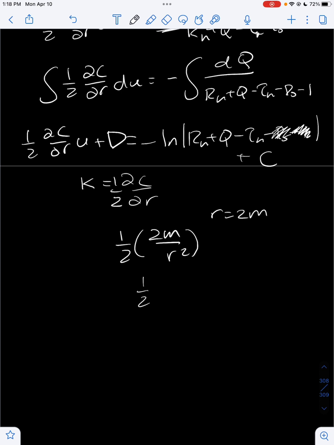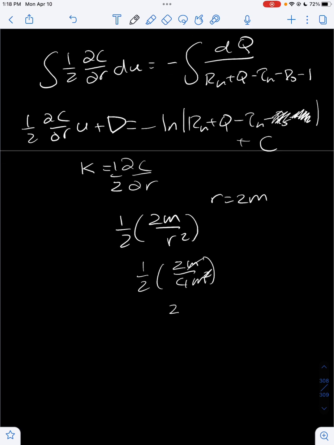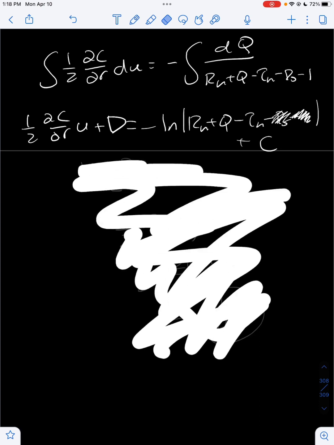So this is just 1/2 times 2m over 4m squared. And then this cancels out with this. Actually, no, there's going to be an m squared here. So this cancels out with one of these, and this is going to give us 2 over 8m. And that's just 1 over 4m. So this means that the surface gravity is going to be 1 over 4m. So kappa corresponds to the surface gravity of the black hole. So just a small side note.